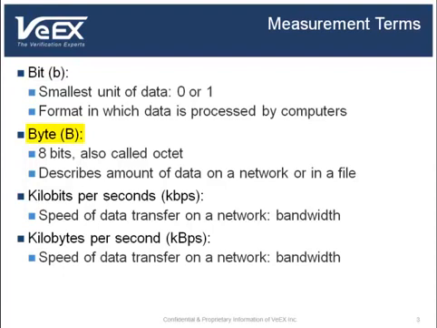A byte, represented by an uppercase B, is equal to 8 bits, which is also called an octet. Historically, a byte was the amount of bits needed to represent one character of text. It is the unit that describes the amount of data on a network or in a file. Kilobits per second, or thousands of bits per second, and kilobytes per second, or thousands of bytes per second, are ways to measure bandwidth on a data transmission medium. Bandwidth is the amount of data that can flow in a given time.